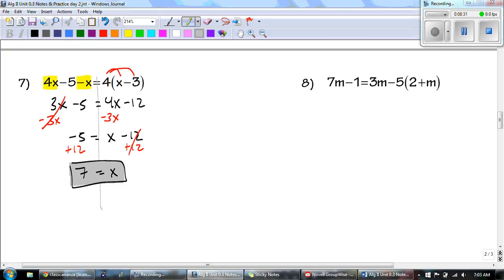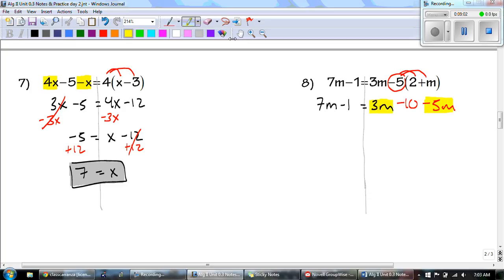Okay, number 8, it's still the same type of thing. We have to distribute first. Just pay attention to what you have to distribute. So I'm going to distribute that negative 5. I notice on the left side, nothing changes. And now distribute negative 5 times 2 is negative 10, and then negative 5 times m would be negative 5m.